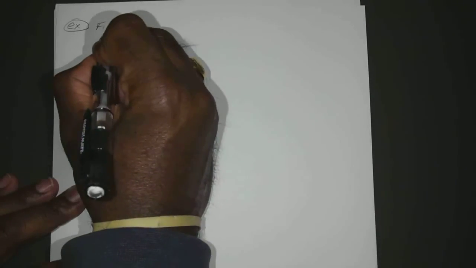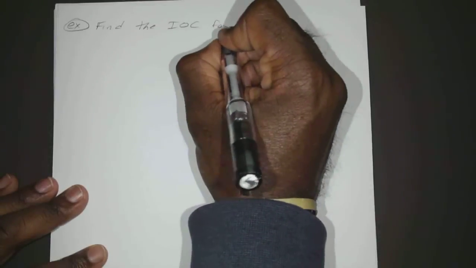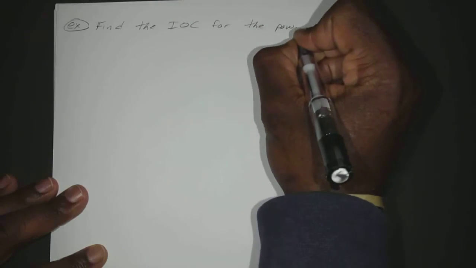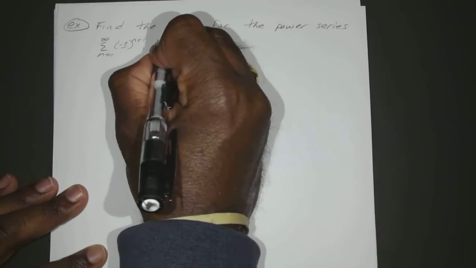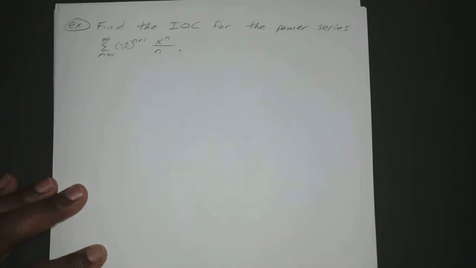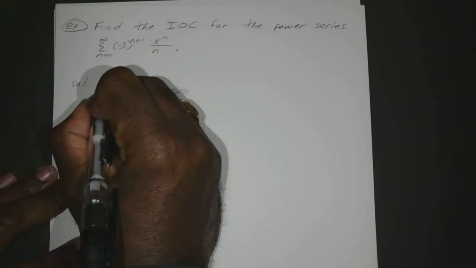Okay, so let's say, for example, we want to find the interval of convergence for the power series. The sum from n equals 1 to infinity of negative 1 to the n plus 1 over x to the n over n. Okay. So here we can just use the ratio test. I don't know why I keep saying power series.